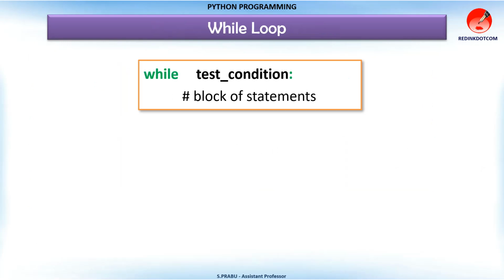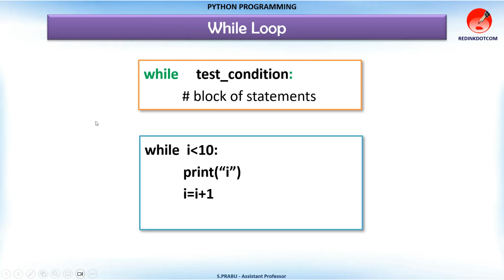The next looping statement is called the while loop. Here while is the keyword and we have to mention one test condition. The while block is repeated as long as the condition is true. In this example, the condition is i less than 10. If the condition is true, this block is going to execute. So it prints the i value, then it increments the value. This condition is again checked. If the condition is again true, these statements are executed again. Otherwise the control is transferred out of the while loop.